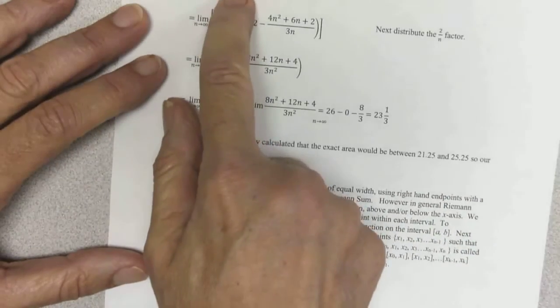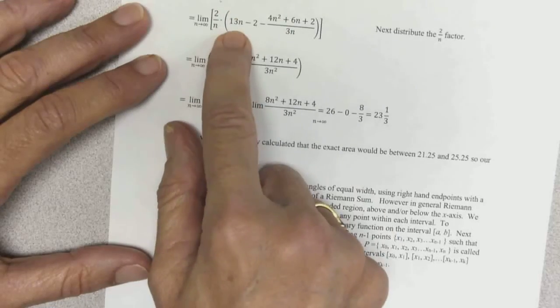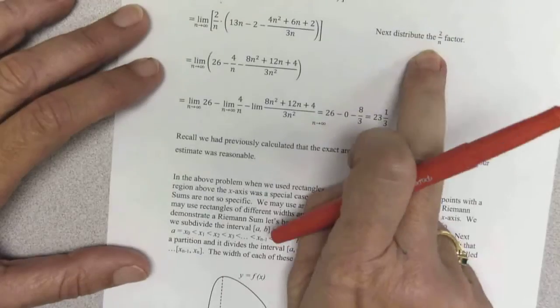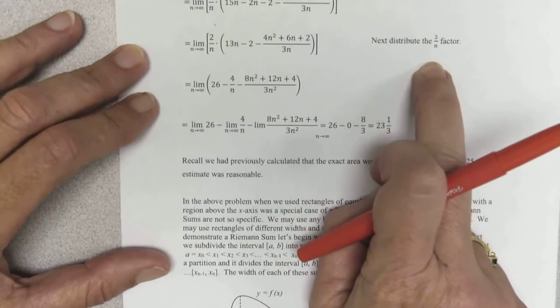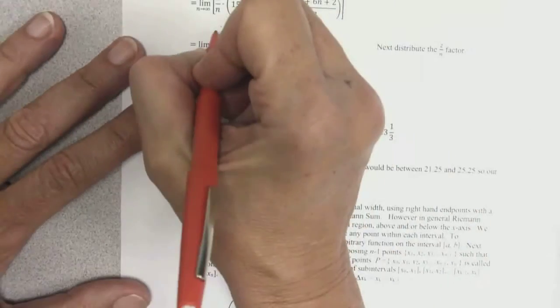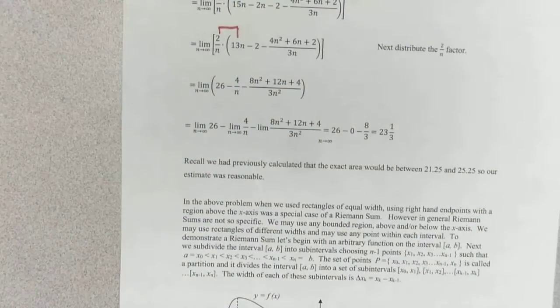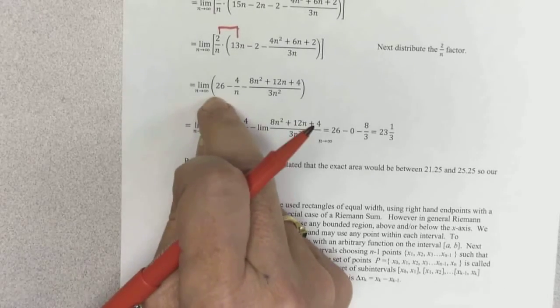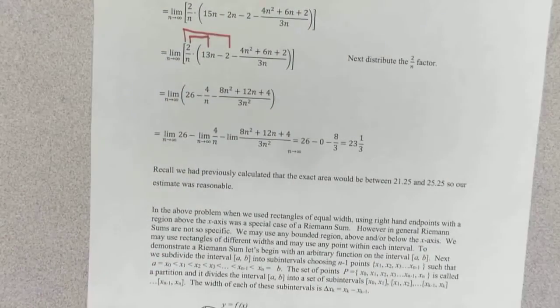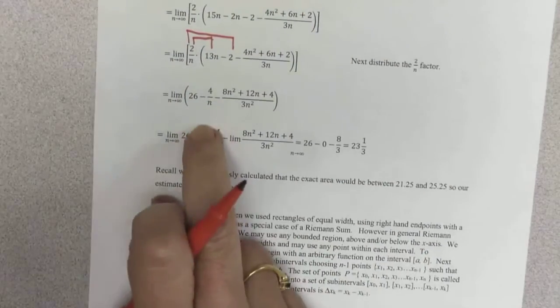Then I just combined some like terms, 15n minus 2n, 13n. Didn't do anything else there. Next, distribute the 2 over n factor. So all I did was distribute this guy. 2 over n times 13 over n. The n's cancel. 2 times 13, 26. 2 over n times 2, 4 over n.